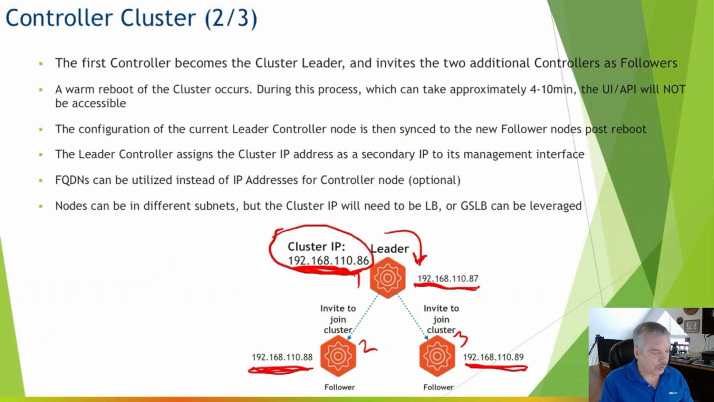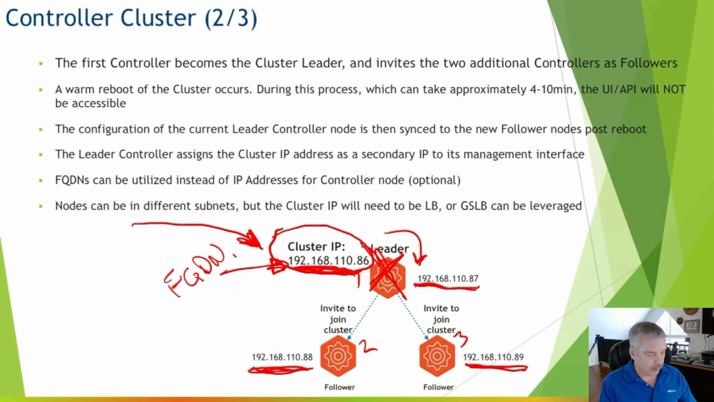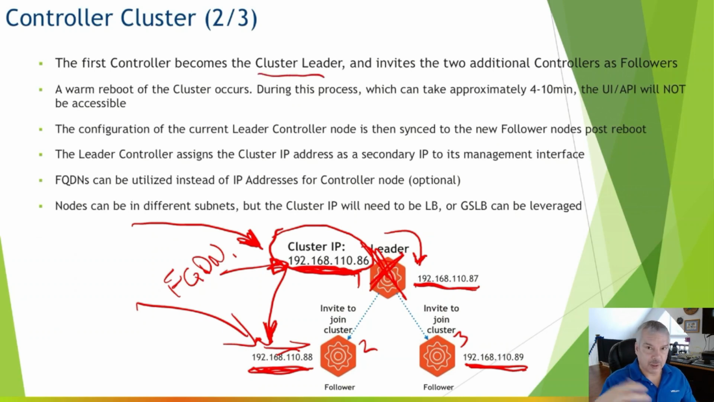So now all you have to do is access the controller cluster through this one IP or a fully qualified domain name, FQDN, that's resolving to it. And again, if something should happen to the leader and the new leader becomes number two, that cluster IP will basically be assigned to this node down here, and then we start going through there. So the first controller becomes the leader. That kind of makes sense. You add the other two after the fact.